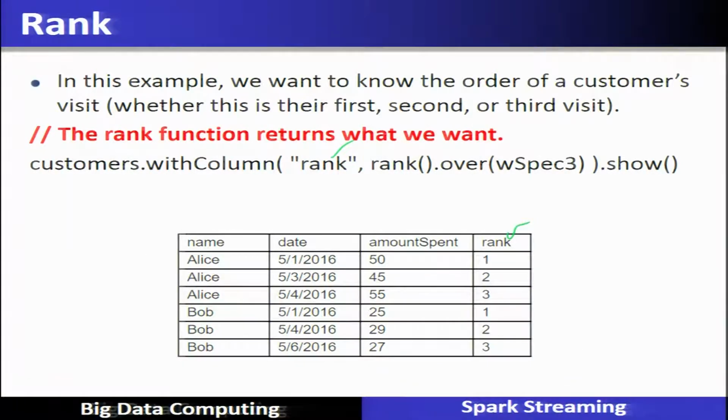Now let us see that Alice, when she visited on this date and spent 50, that was the first time she visited. Then the next day she spent 45, that is the second time she visited, and the next time is the third time. Similarly, Bob has visited 3 times. So, as a customer visits and spends on another date, the rank of that customer automatically increases.